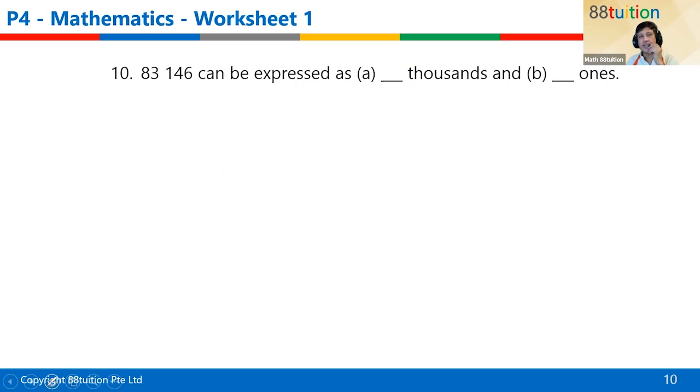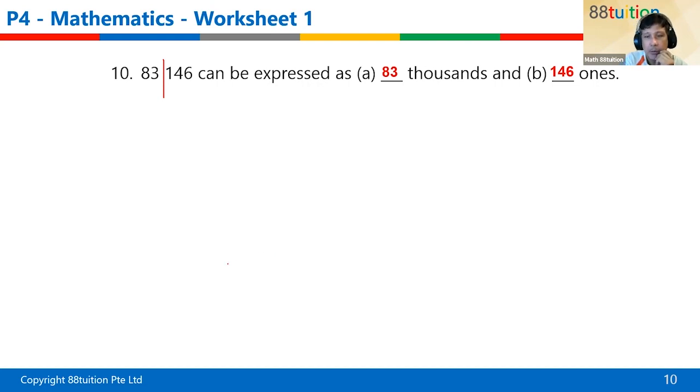Okay, this type of question, if it is phrased this way, there are many, many answers, but let's look at the most basic way of giving an answer. So because we want it in thousands and we want it in ones, what I do is cut my number into 2 parts. So 83,000, that part is all in the thousands region, and then 146, that is in the units region. So if I were to cut it this way, then my answer will be 83 thousands and 146 ones. But bear in mind, this type of question has many different answers.